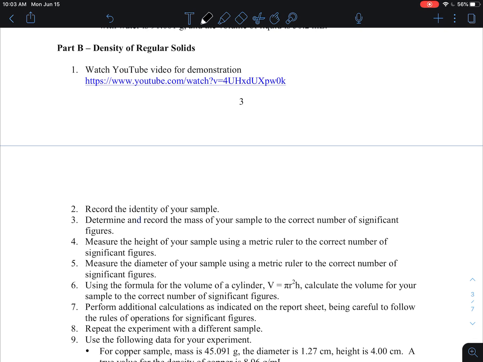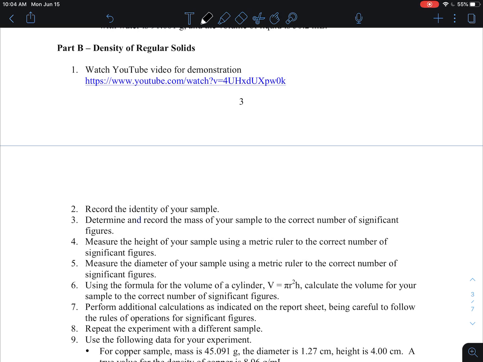The density of a regular solid. So a YouTube video demonstration for how to do this physically in lab. You would be given some kind of a sample and you'd identify what the sample is. Now this is a solid, so how can you take the mass of a solid? You can place the solid on your scale and record the mass. Again, all certain digits and the last uncertain digit as well. Now, when it's a solid that's regular, there's usually some way to calculate volume.